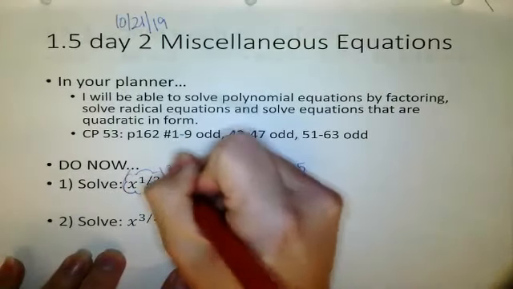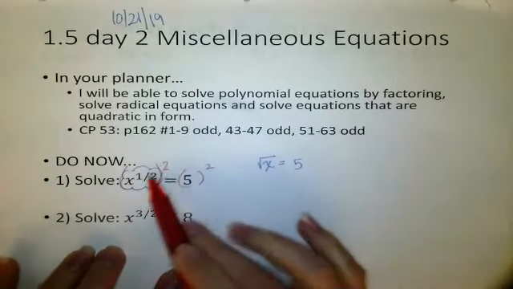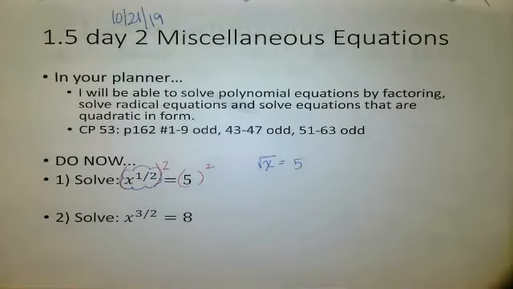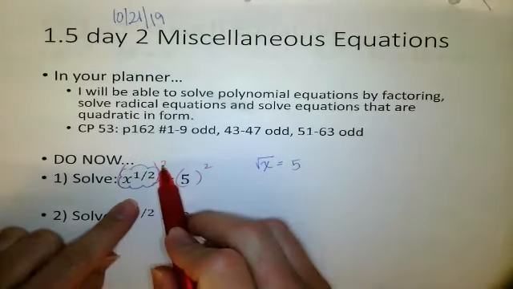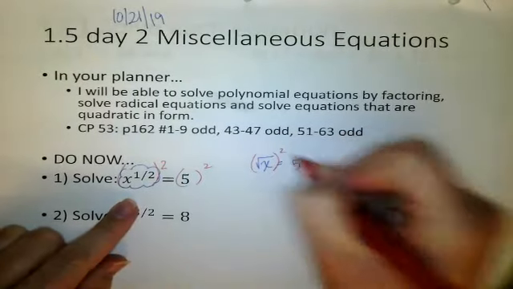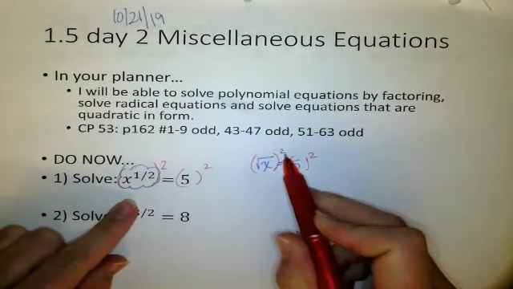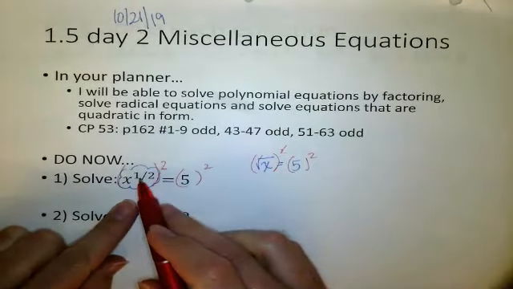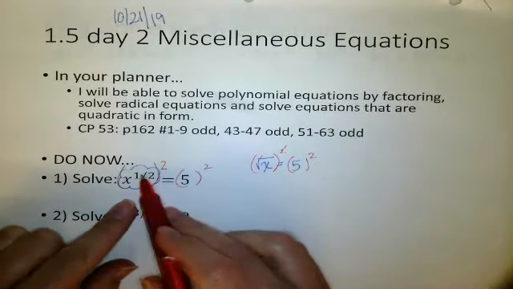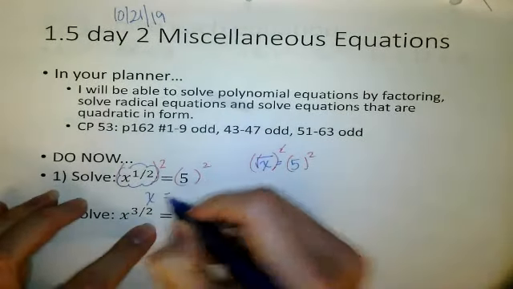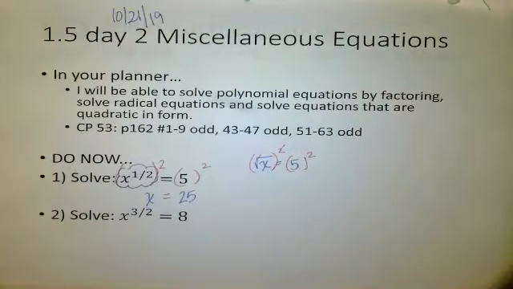Square both sides, sure. Now, the reason we like exponents, and in this case these are called rational or fractional exponents, is because our power properties work so famously. The reason that the square and the square root cancel out is because of our exponent properties. When we multiply 2 times a half, that is just 1. So we happen to get x to the first equals 25.